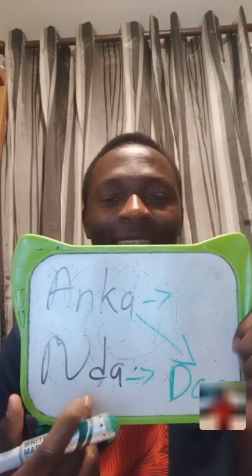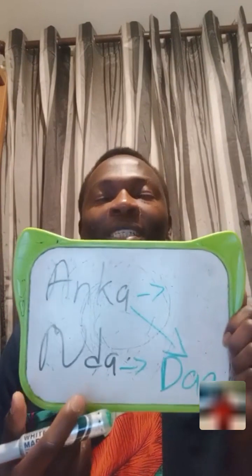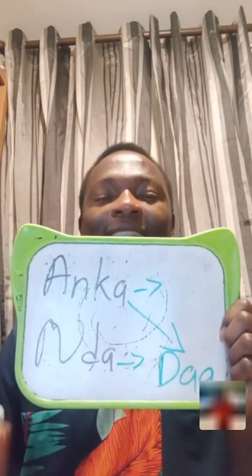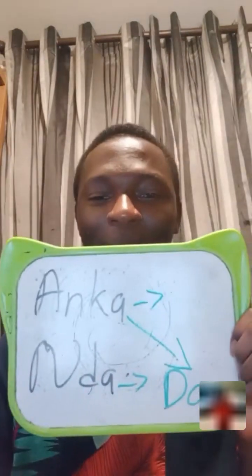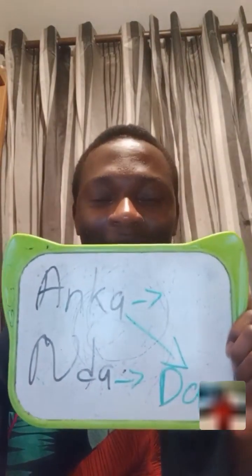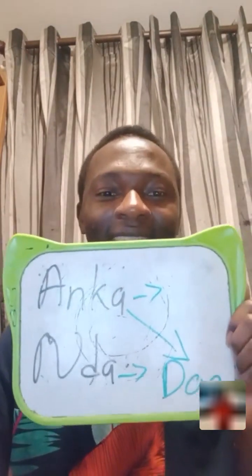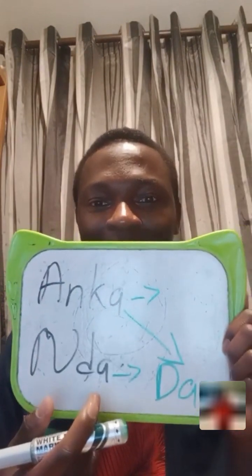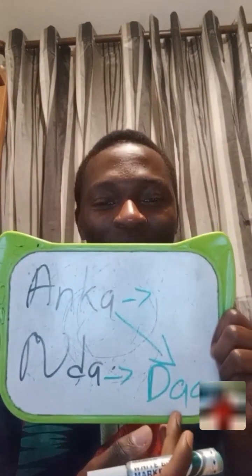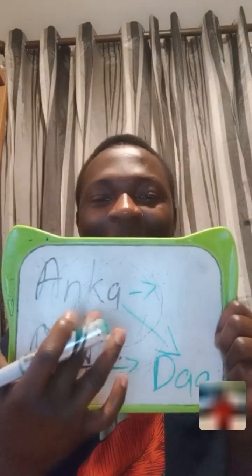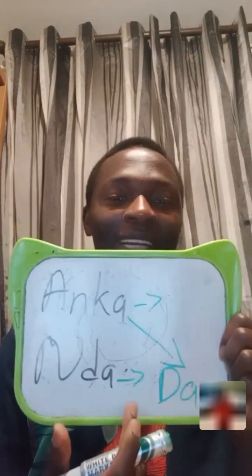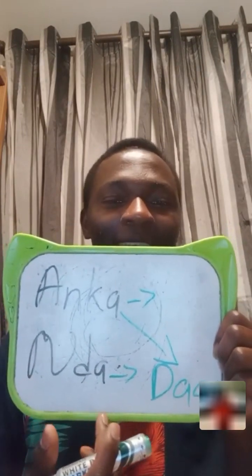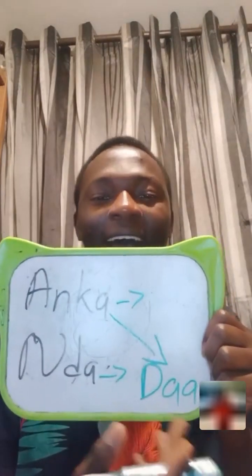And Nda, I want to use Nda for example: Nda ne samu abinchi nechi. You can equally say Da ne samu abinchi nechi. So Anka can be Inda, and at the same time can be Da. And you can use both at the same time.